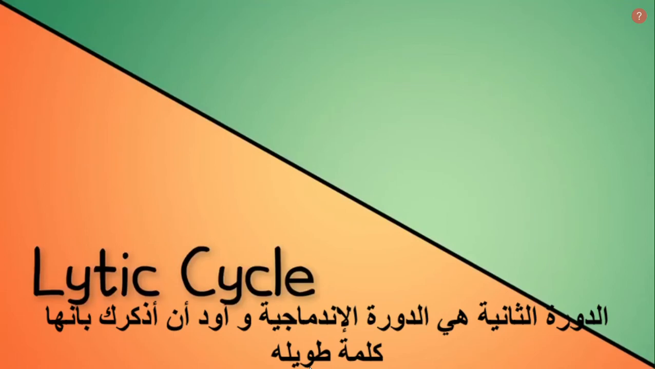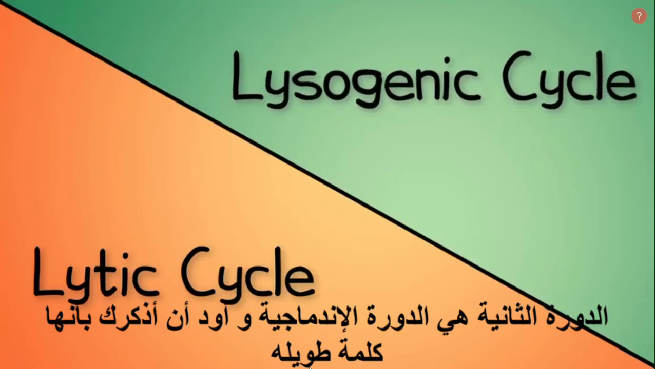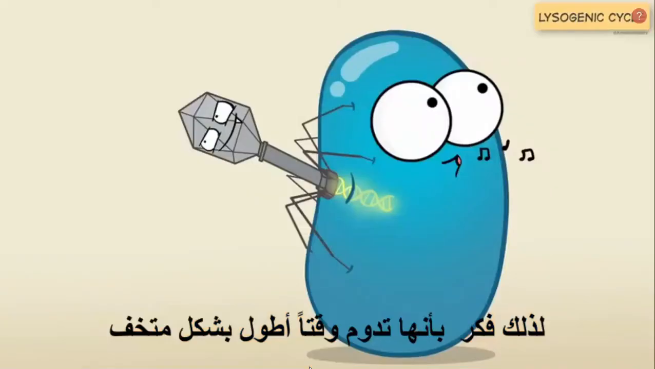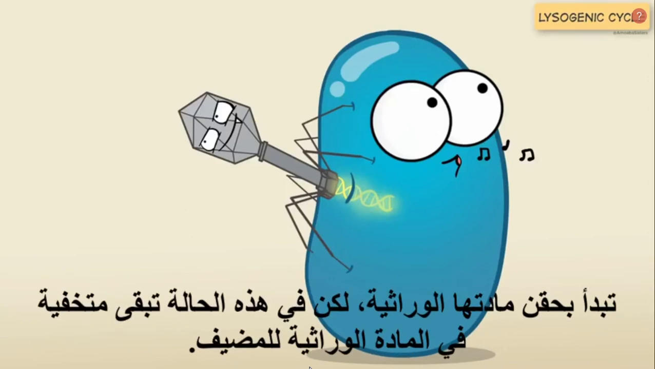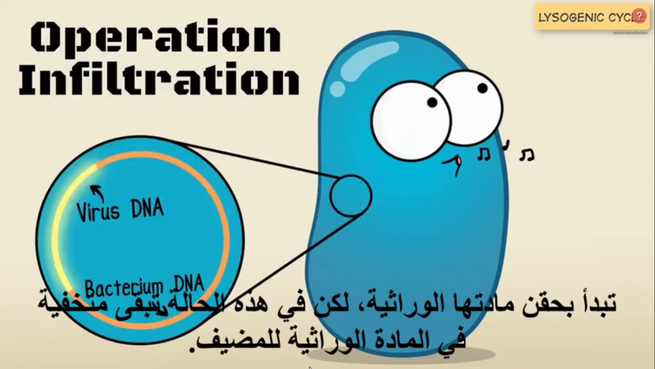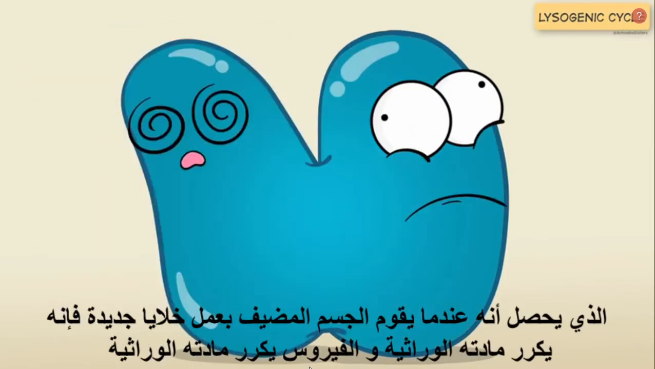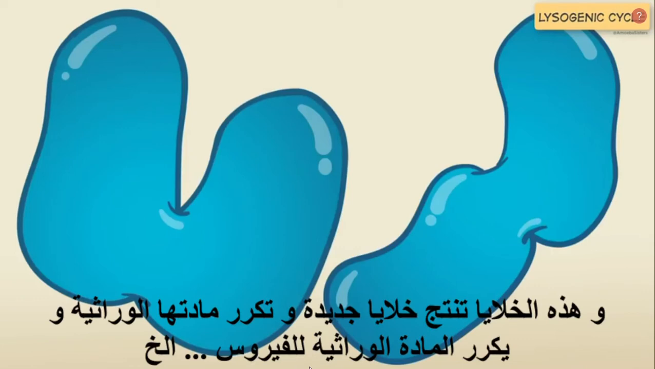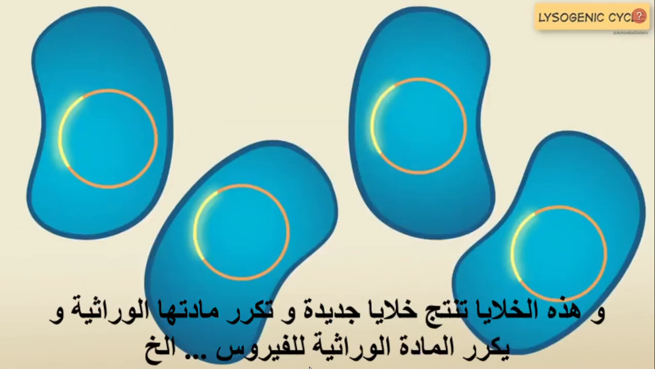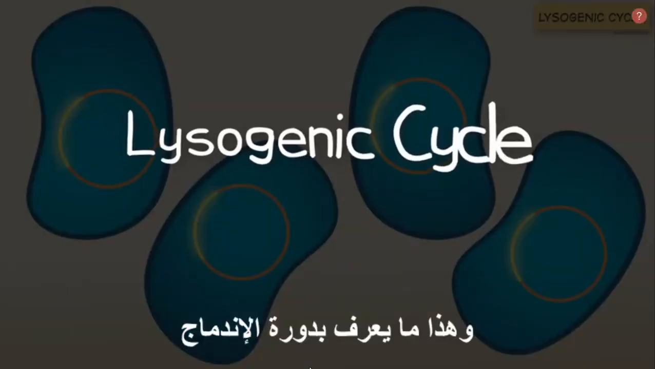The other cycle is called the lysogenic cycle, and I like to remember this is the longer word, so I like to think of this as the longer, sneaky cycle. Viruses that go through this cycle tend to do the same thing at the beginning. They inject their genetic material, but this time the genetic material stays hidden in the host genetic material. What happens is that when the host makes new cells, it replicates its own genetic material and the viral genetic material. Then those daughter cells make new cells, and they also replicate their own genetic material and the viral genetic material, and so on. This is the lysogenic cycle.